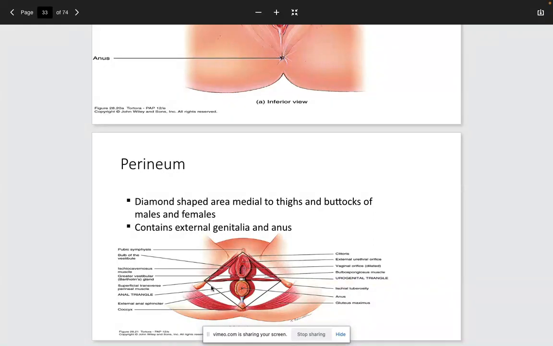This is something called the anal triangle. Here you'll have a muscle called the ischiocavernosus muscle, and you'll have the bulbospongiosus muscle. This is an area called the urogenital triangle. Essentially, I just want you to know the perineum contains the external genitalia and the anus.